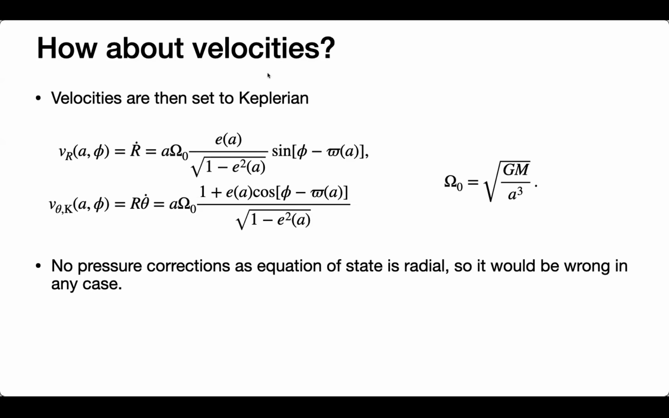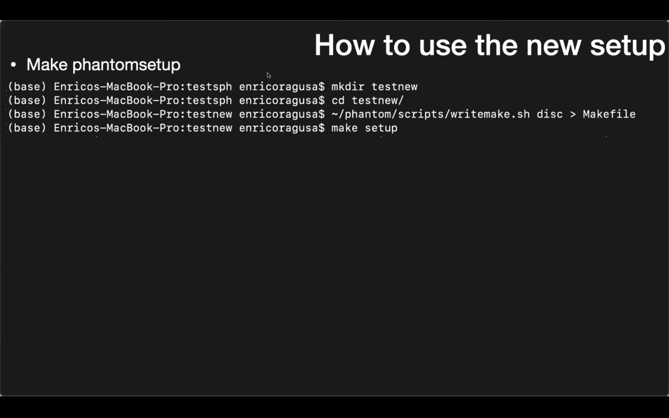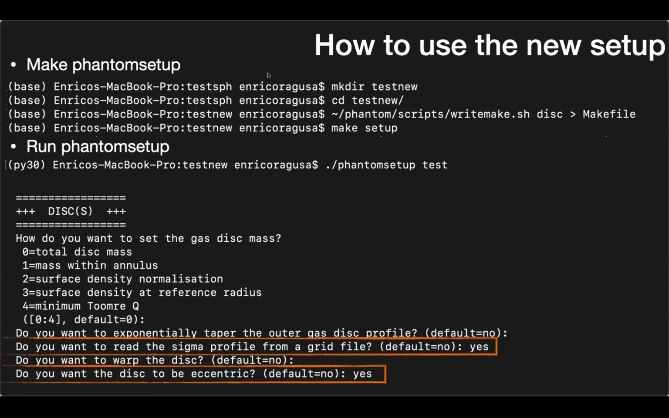But because pressure effects are complicated to account for, because it depends a lot on the type of prescription that you're using for your pressure effects. So how do you use this? You basically make a phantom setup file. You then run the phantom setup, and you will be asked first to initialize your disk using a sigma profile that is tabulated in a file.